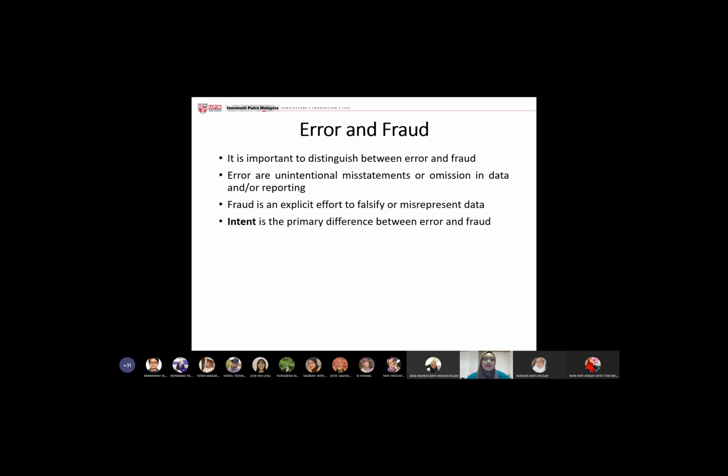So error is unintentional mistakes or omission in data and in reporting. The keyword there is unintentional, okay? Whereas in fraud, the same thing might happen. You might omit certain data points like I mentioned before, but you do it intentionally. So intent is the primary difference between error and fraud.